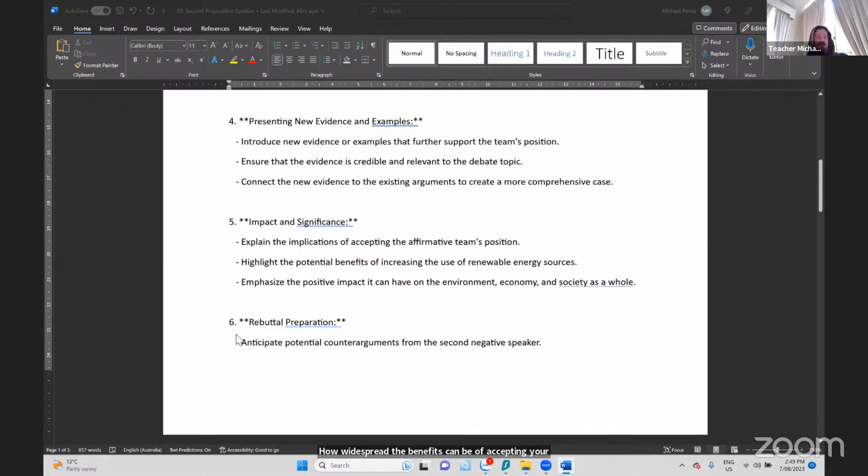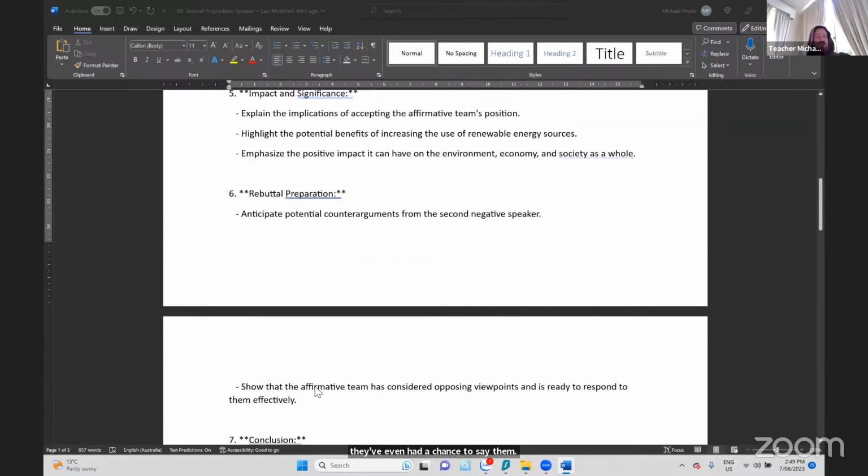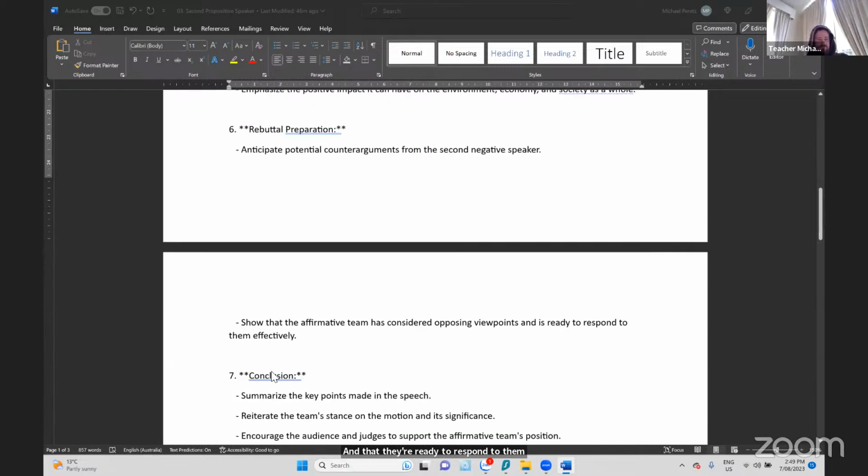Again, we want to prepare rebuttals and try to guess what counter arguments the next speaker is going to make. And we want to try and refute them before they've even had a chance to say them. And we want to show again that the affirmative team has considered their opponent's viewpoints and that they're ready to respond to them effectively.